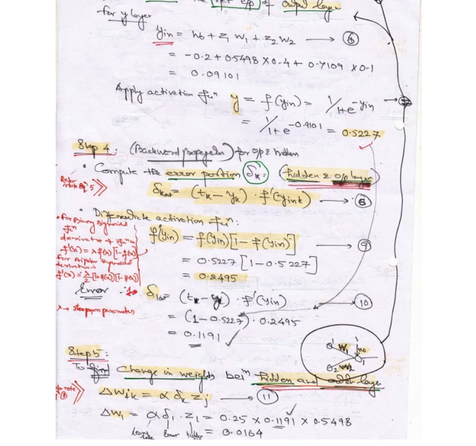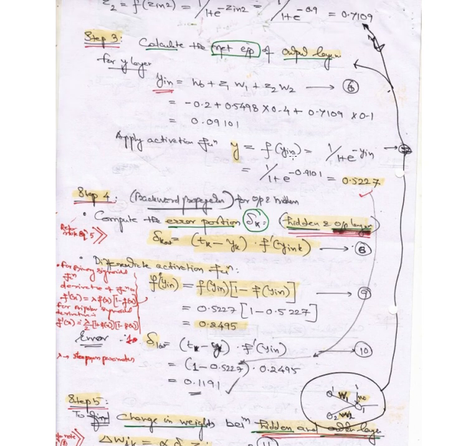Now from where is this coming? If you go to the binary sigmoidal function and look at the derivative f dash of y in, there you can see this expression. So f dash of y in is equal to f of y in into (1 minus f of y in). When you substitute the value of f of y in, how much is it coming? This is coming as 0.5227. That is what is shown here. So that value you put down here, and you are going to get f dash of y in.